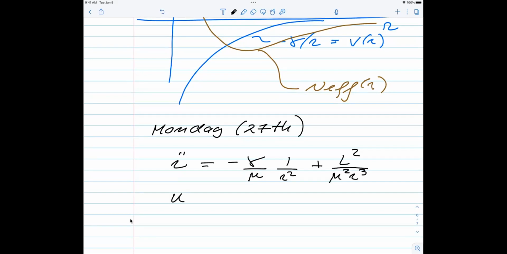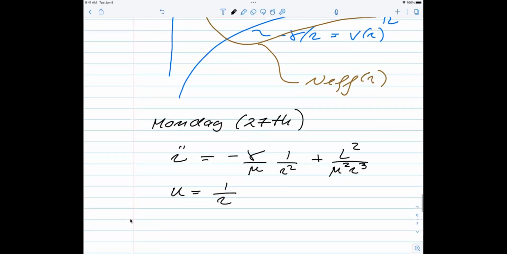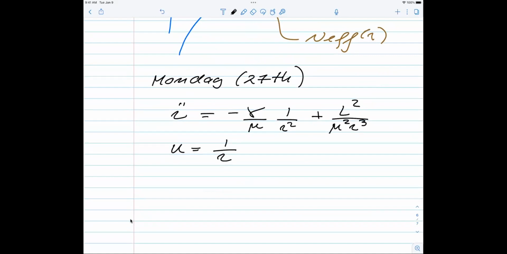We're going to rewrite things in terms of a new variable, 1 over R, which we label U. And this differential equation is now going to be rewritten in terms of an equation for d U d phi. And then we take the second derivative. So instead of having an equation with respect to time, we are going to have an equation with respect to this variable phi.